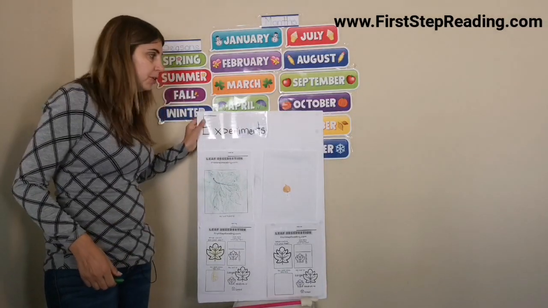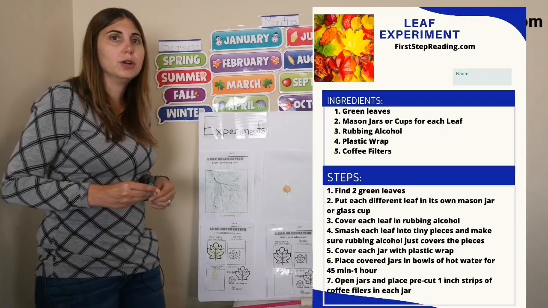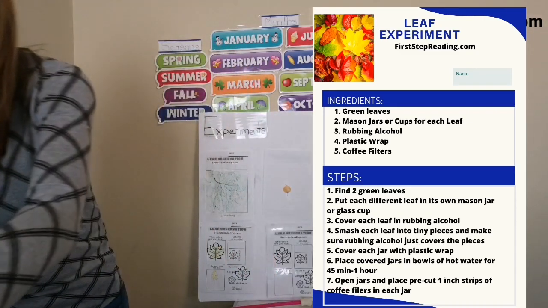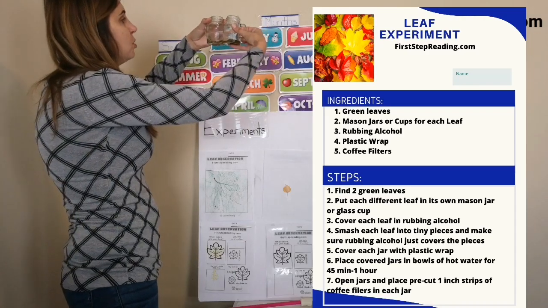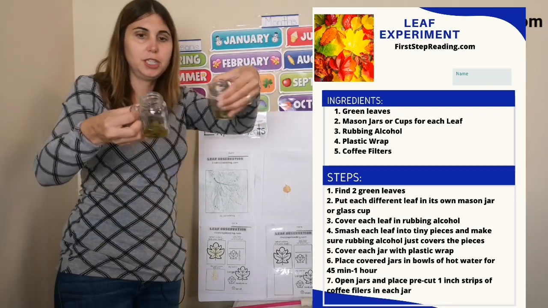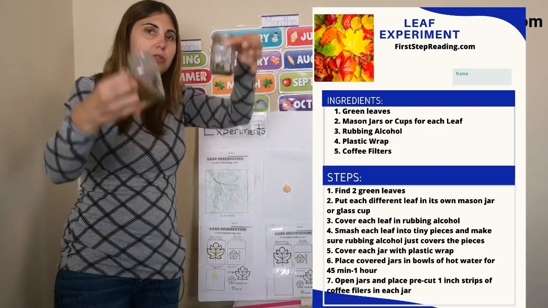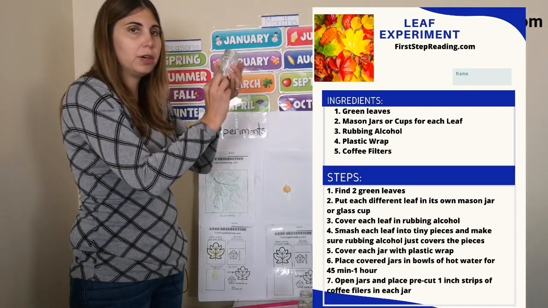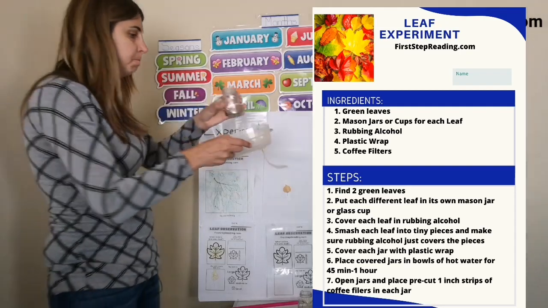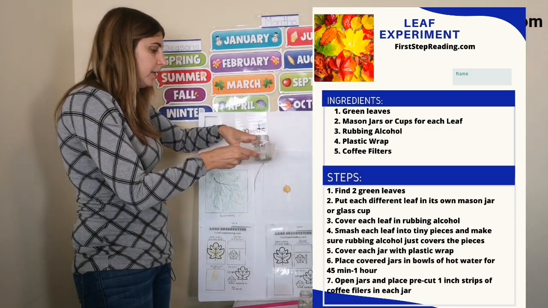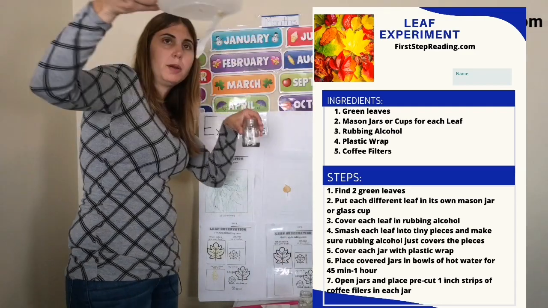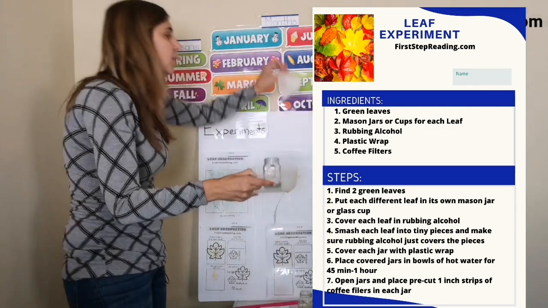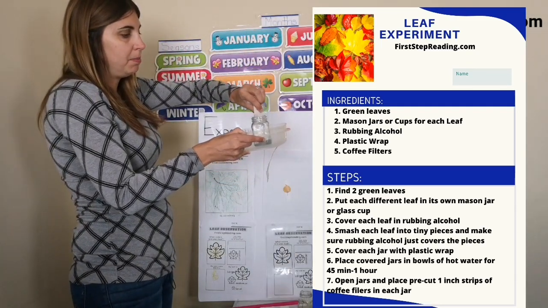The other experiment you can do is, with an adult, take a green leaf. Let me get our experiment. We took a green leaf, we smushed it, we broke it into pieces, smushed it into these little containers. This is two different leaves. We put rubbing alcohol in here. Then we put warm water in our bowl, and we placed it in here. And then we took our coffee filters, we crinkled them up and put them inside.